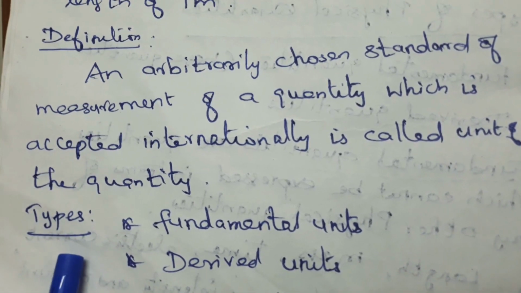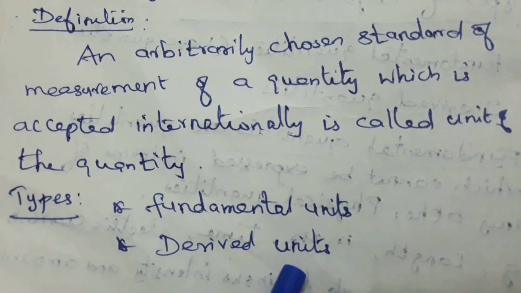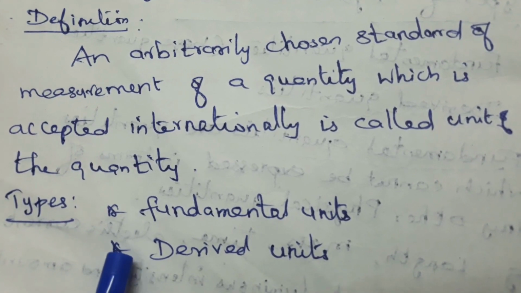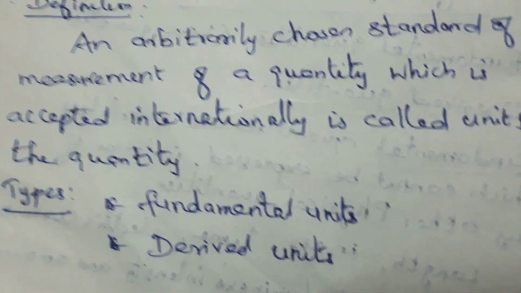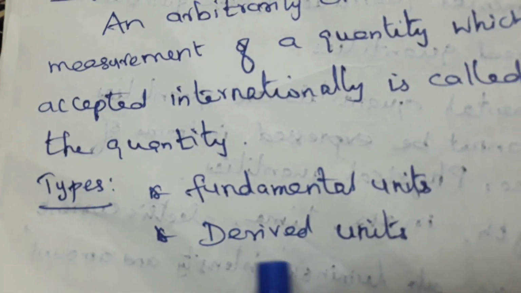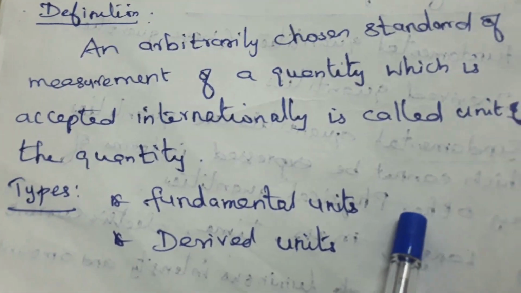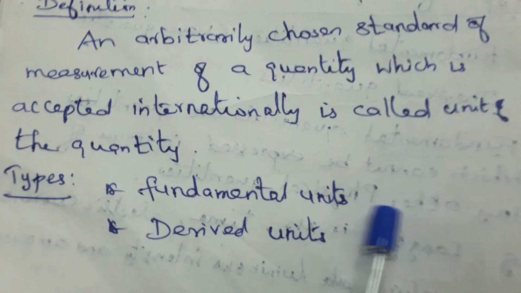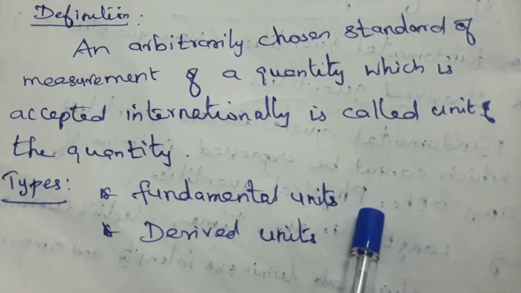Types of units. What are the two types of units? Fundamental units and derived units. Fundamental units are used to measure the fundamental quantities. The units which are used to measure fundamental quantities are called fundamental units.